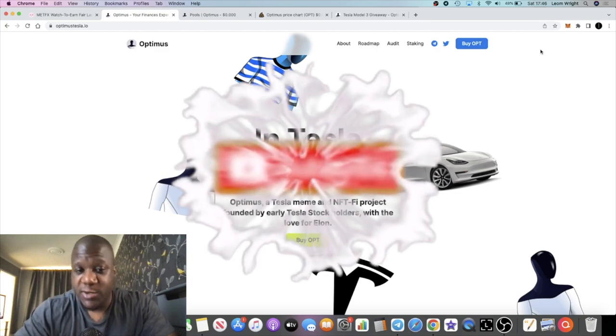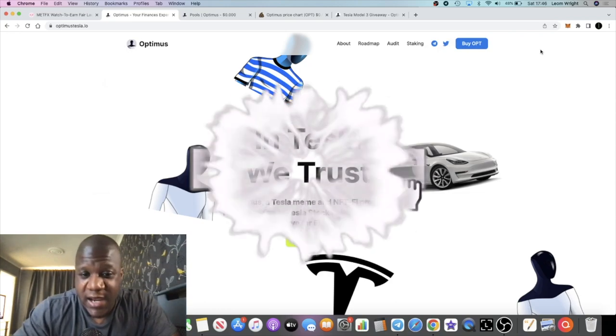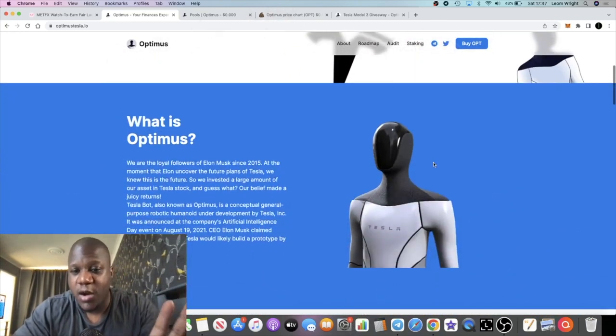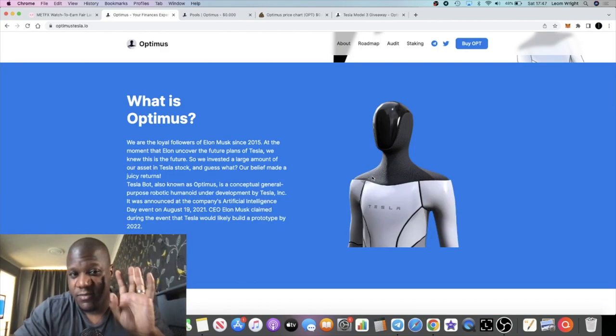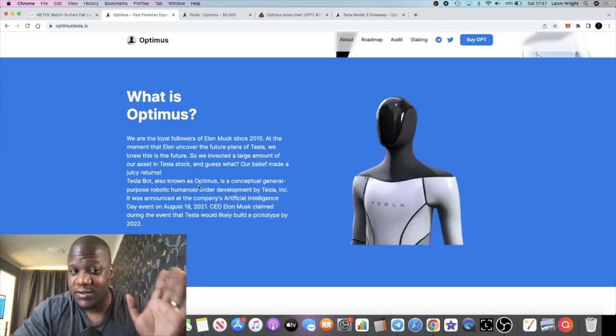We're going to talk about Optimus. Token ticker will be OPT. This is a Tesla-themed token, or a Tesla AI bot-themed token. If you know anything about Tesla and Elon Musk, they've been building some AI bot, which I believe is called Optimus, or so it says here, at least.